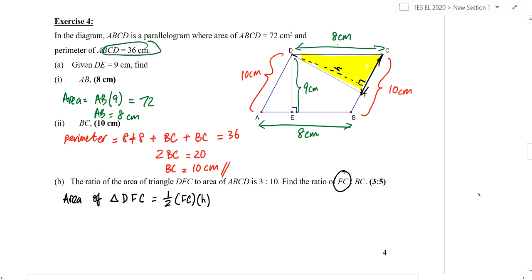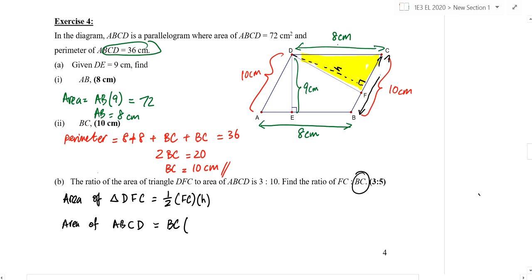Now let's consider the area of the parallelogram, area of ABCD. Likewise, we're going to make use of what is required in the question, BC. So if BC is our base of the parallelogram, then we need to find its corresponding perpendicular height. So we notice that, hey, it actually shares the same perpendicular height as the triangle earlier on.